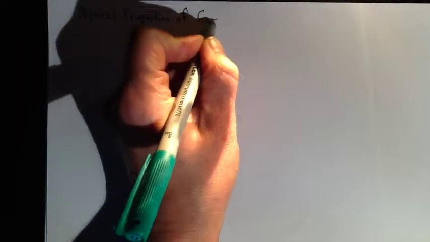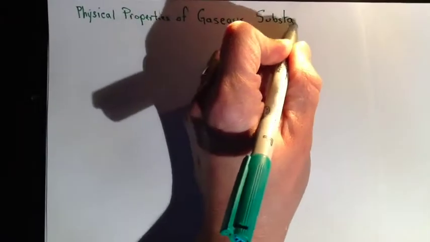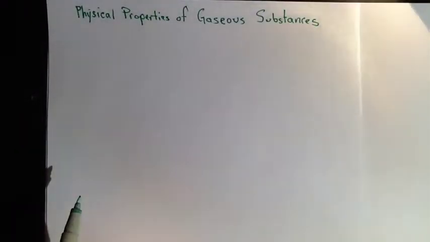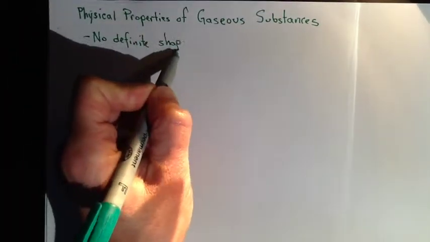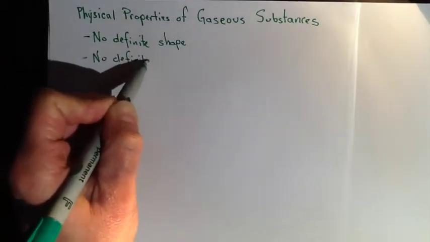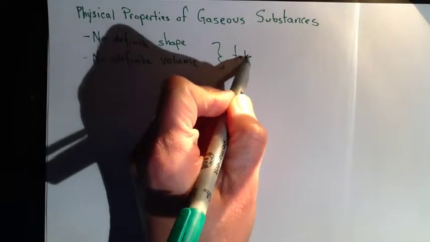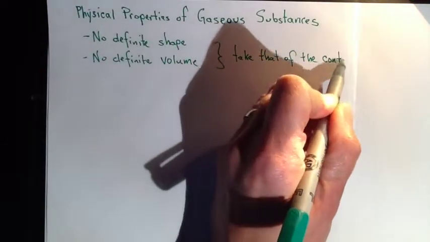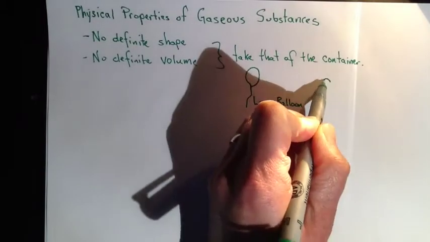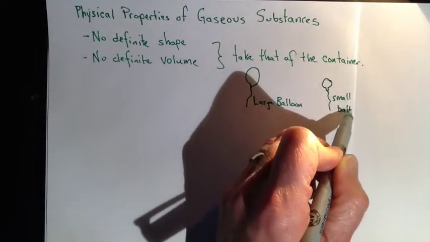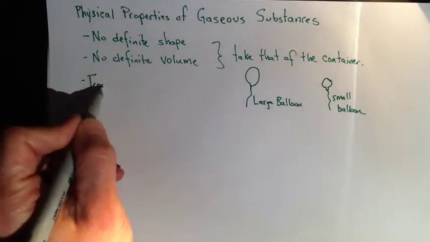Physical properties of gaseous substances. We're now going to talk about substances in their gas state. These substances have no definite shape and no definite volume. Gas particles will fill a container, hence they will take the shape and the volume of whatever container they are filling, a balloon, a cylinder.